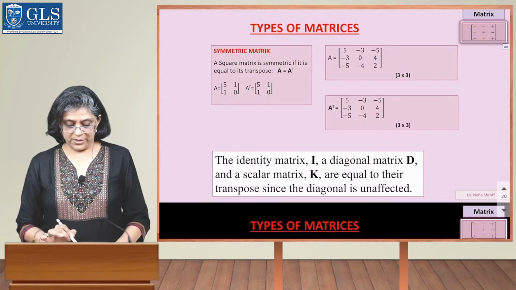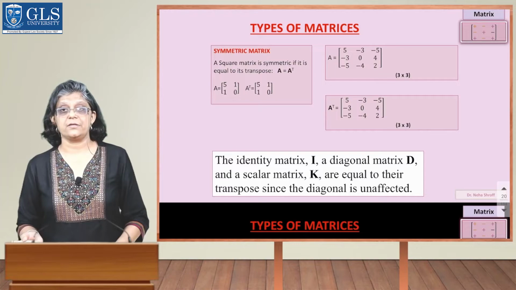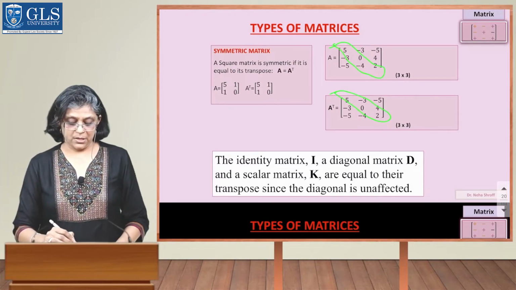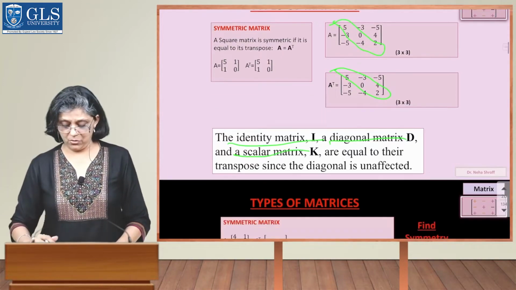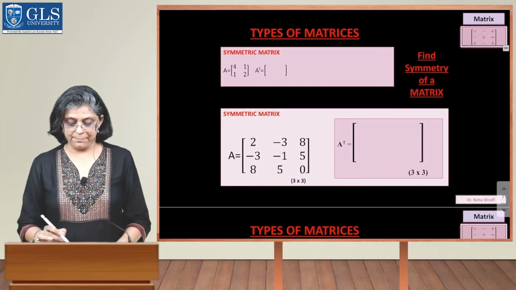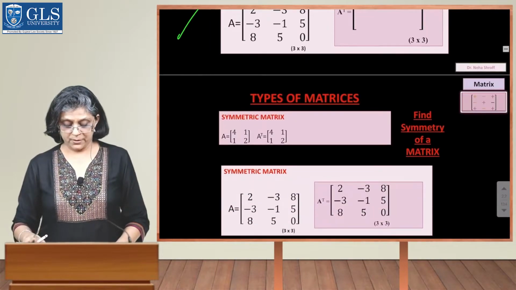Again, we try to understand when we see that the diagonal matrix, identity matrix and a scalar matrix are equal to their transpose since the diagonals are not affected. Diagonal किसको बोलते हैं? इनको बोलते हैं. Now what is identity matrix? What is scalar matrix? What is diagonal matrix? पढ़ रहे, don't worry. Clear? This is symmetry matrix, again an example for you to practice. So at least try it out at home.